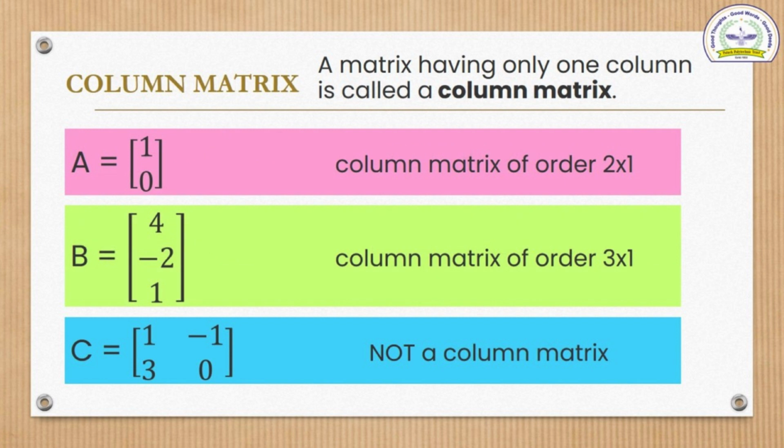Column matrix. A matrix having only one column is called a column matrix. The order of a column matrix is m by 1. For example, the matrices A and B are column matrices as they have only one column. But the matrix C is not a column matrix since it has two columns.